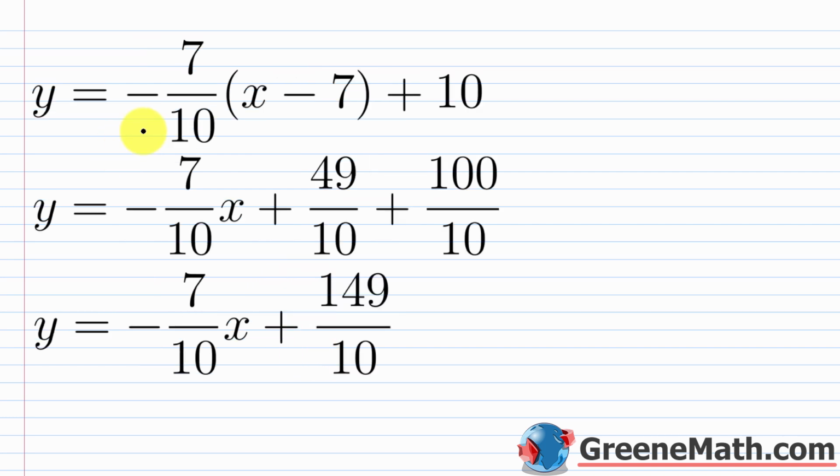Other scenario, y equals negative 7/10 times x minus 7 plus 10. Simplify, you get y equals negative 7/10 x plus 149/10.